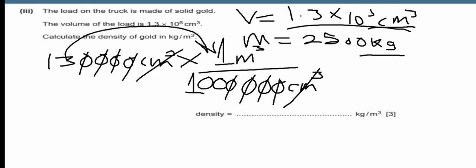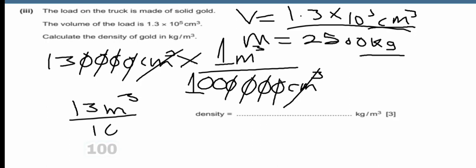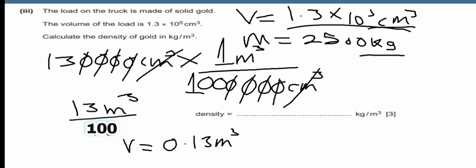I'm going to have 13 meter cubic divided by 10. When I divide, I'm going to get 0.13 meter cubic. So this is our volume that we are going to use now to calculate the density of the solid gold.